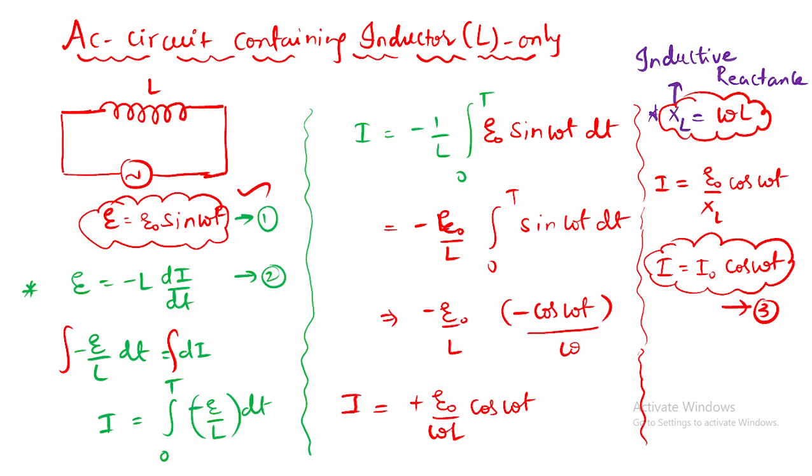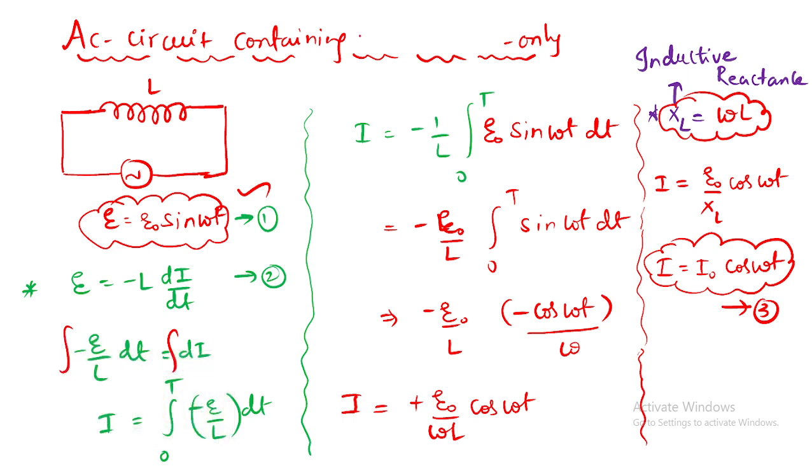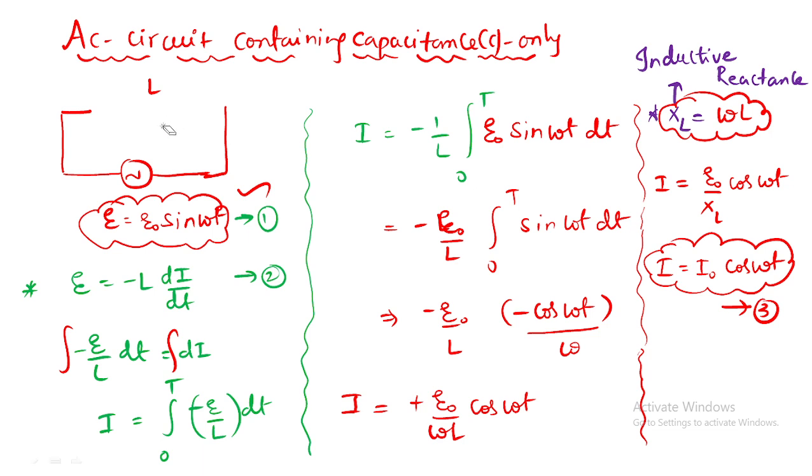Okay. Now, AC circuit containing, write along with me fast. The AC circuit containing capacitor only, or capacitance only. So the diagram will change now.